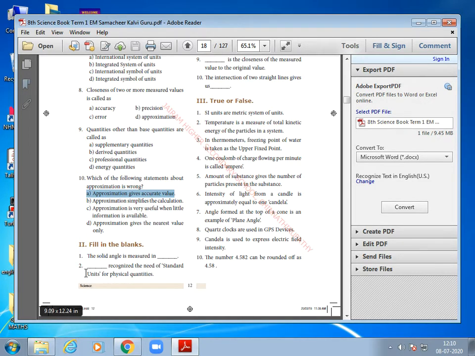Dash recognize the need of standard units for physical quantities. Who recognized the need for standard units for the physical quantities? A scientist. The second question's answer is scientist.